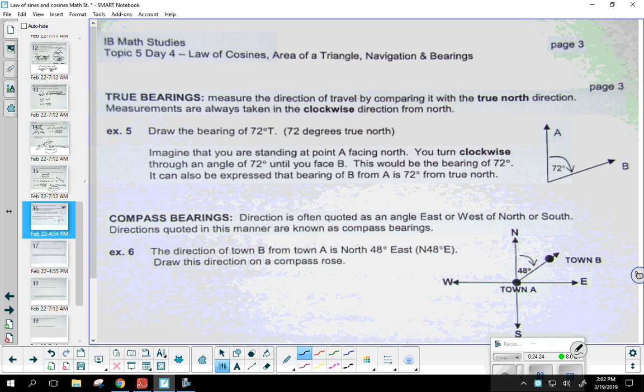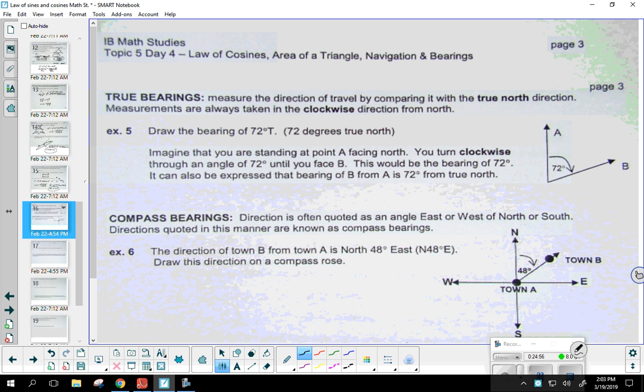So let me go ahead and at least show you what these are right here. We have what's called a true bearing and a compass bearing. And this is another idea that IB does differently. I've never heard it referred to as a compass bearing. I've always heard it referred to as a quadrant bearing, because that particular measure is always going to be restricted to one quadrant of your grid. But a true bearing measures the direction of travel by comparing it with true north direction. The measurements are always taken in the clockwise direction from north.